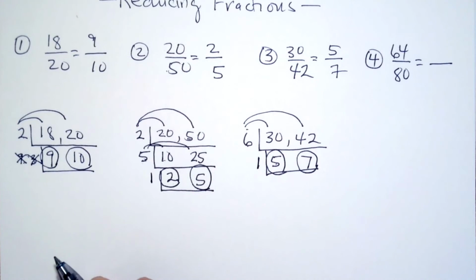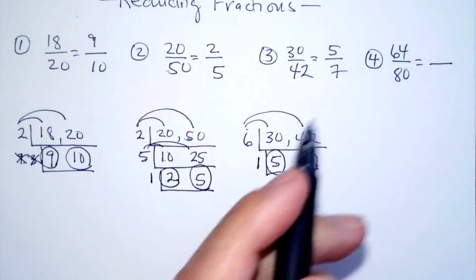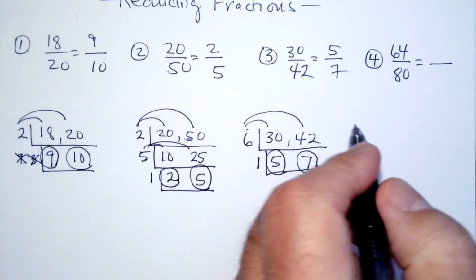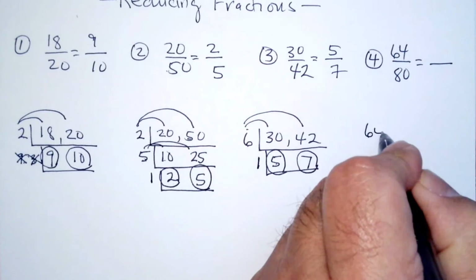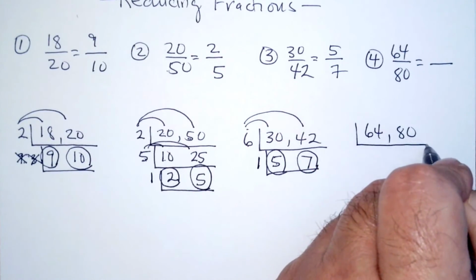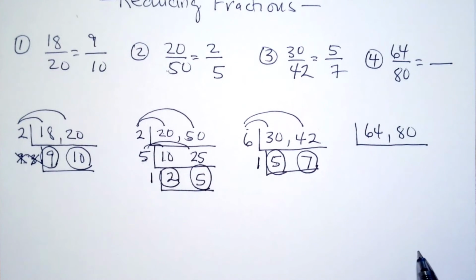I hope you're doing well, and I hope you're able to follow along clearly. For me to reduce the last one, I'm gonna set it up, and I'm gonna give you some time to work it out yourself. We have 64 and 80. The upside down division symbol. And you can pause the video right now and work it out by yourself. And then once you're ready, then restart it so that we can go over it together.